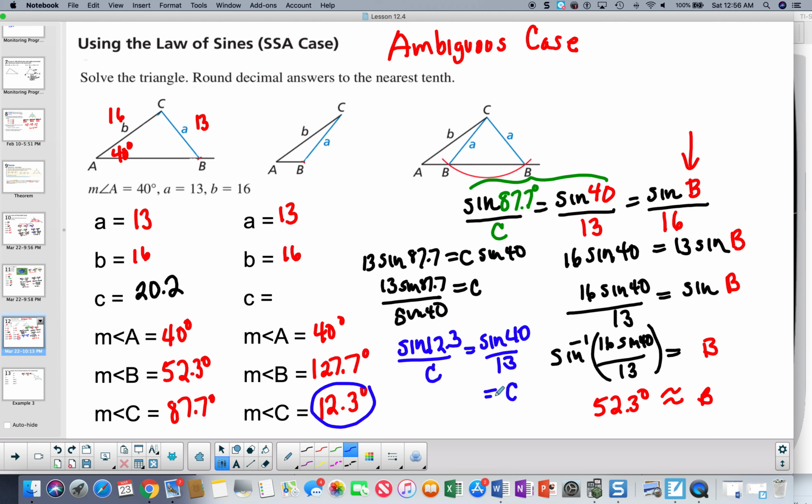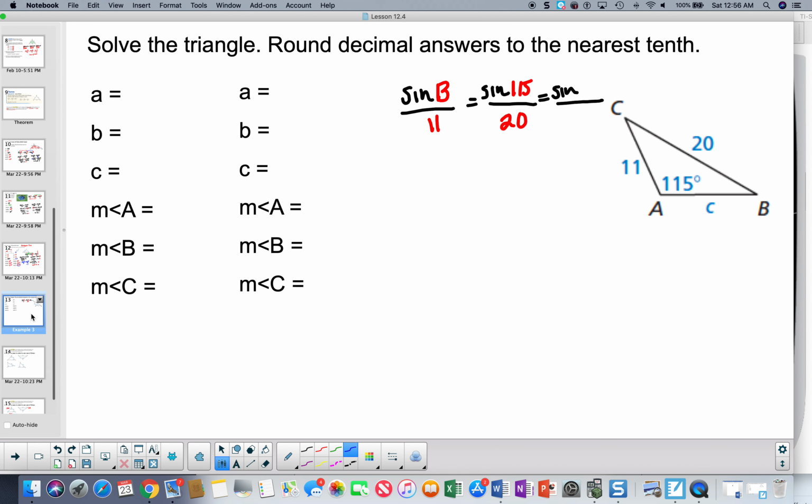So C will be equal to, and I'll just do the work on my calculator, 13 sine of 12.3 divided by sine of 40. And the side that I'm going to get there is going to be 4.3. So this little C is a really small side compared to this side C, which is a big side. And this only happens with side-side angle. You only have to do 2 of them when you're working with that. Okay, let's go ahead and do this one.